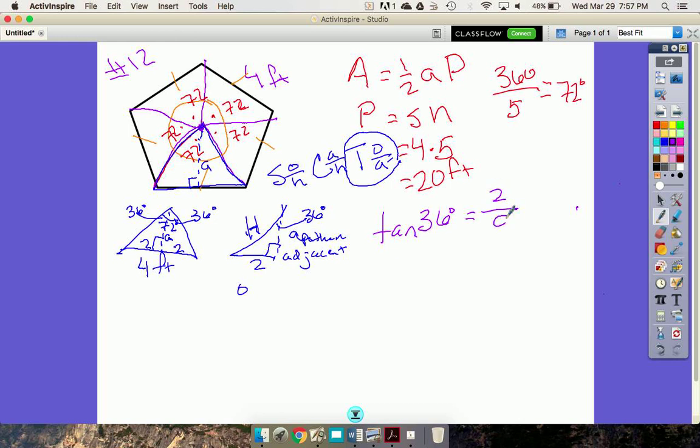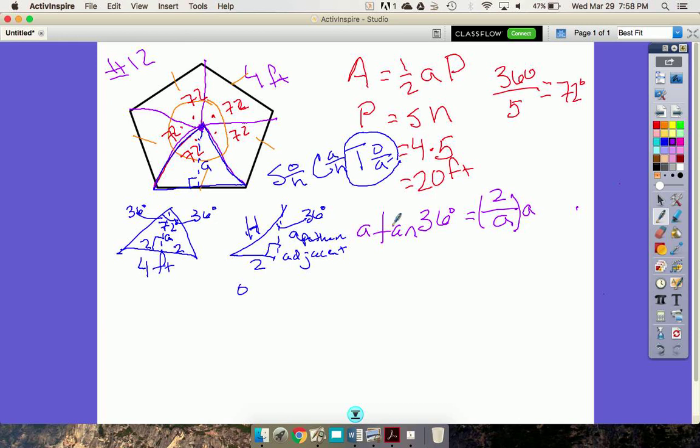Now our adjacent, in this case it's little a for apothem, right? So then pause it here. If you know what to do from here to solve for A, go ahead and do it. If not, we can watch the video. Remember, the more you do yourself, the better you are, the more practice you have. You can for sure check this later.